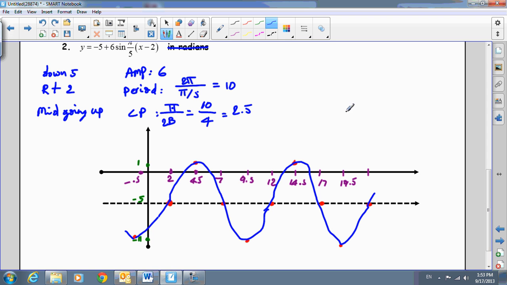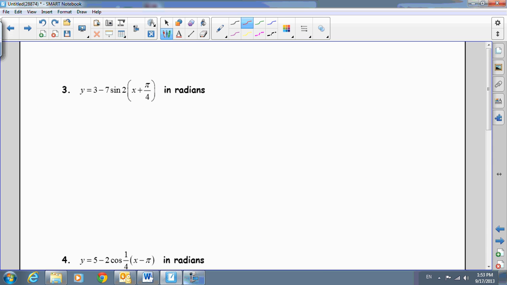Now let's go ahead and give our domain and range, just like we did on the previous one. The domain is from -infinity to infinity. By the way, the domain of any sine or cosine function is from -infinity to infinity. However, the range will always change. The lowest point is at -11, and the highest point is at 1. Of course, with brackets around them. Let's go ahead and try to do the next one.